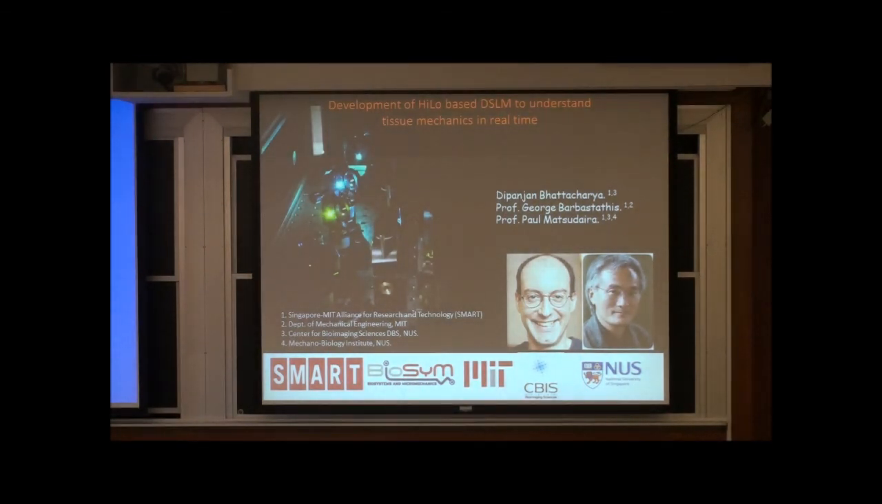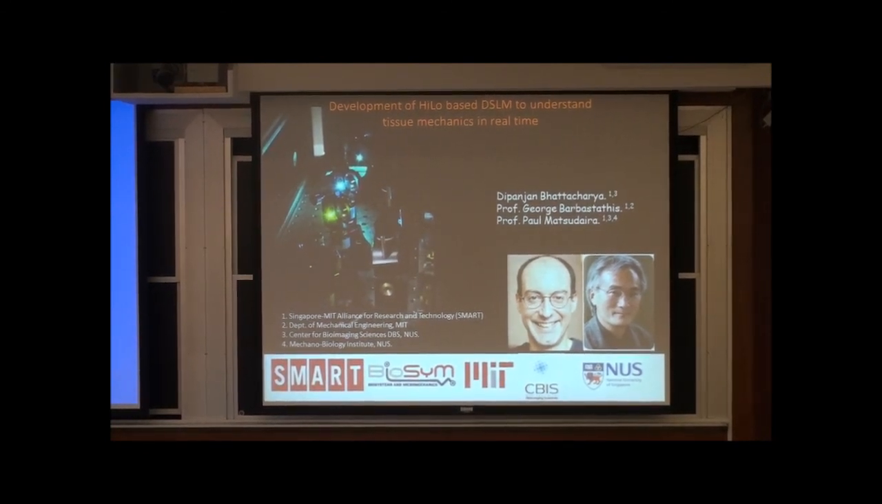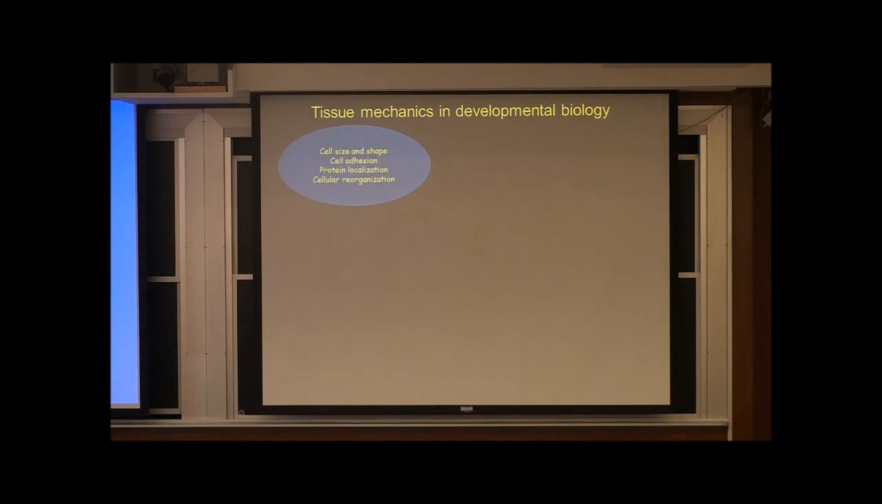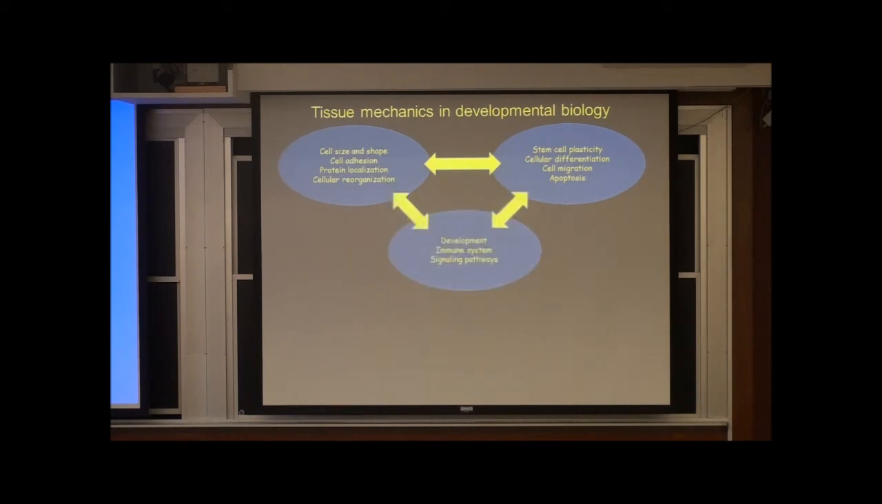Hi. So I'll be talking about my work on the development of a digital scanned laser sheet microscope and implementing structured illumination for understanding tissue mechanics in a live animal model system. In the last 1.5 weeks, of course, you know that cell size, shape, cell adhesion, and protein localization are very important, and these are related to stem cell plasticity, cellular differentiation, cell migration, apoptosis, and ultimately connected to development, the immune system, and signaling pathways.